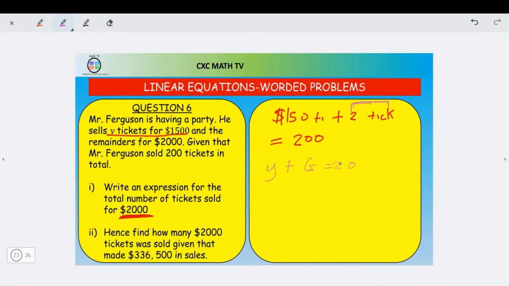So if we make G the subject, G then is what? 200 minus Y. Does that make sense? And so the expression for the number of tickets sold for $2,000 is 200 minus Y. Makes sense? If you sell 20 for $1,500, then that means you sell 180 for $2,000. Easy. So part 2.